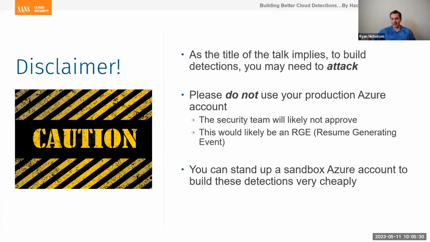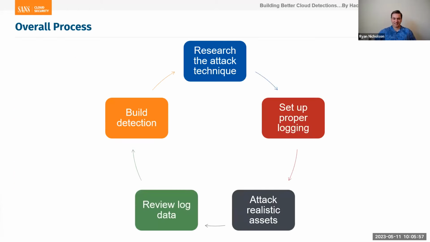Also, I will stress here though, if you're going to create, say, an additional subscription in your organization's Azure tenant, again, get permission to do that. Otherwise, it begins to look like shadow IT, where it's people doing things they shouldn't be doing. Maybe they're trying to evade some security controls or what have you. So at all costs, if I can't say it enough, please get permission from the organization before you start attacking anything, whether it's a sandbox account, set aside subscription, production account, what have you. Okay, so with that out of the way, let's talk about this process, this life cycle of building a detection.